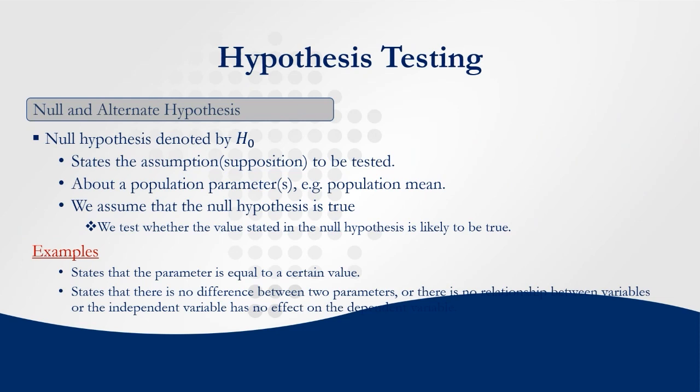So in terms of the null hypothesis, you can say that it's equal to a certain value, which is the example that I've used. I've said that the average IQ is equal to 100. That would be the null hypothesis. You say it's equal to a certain value.